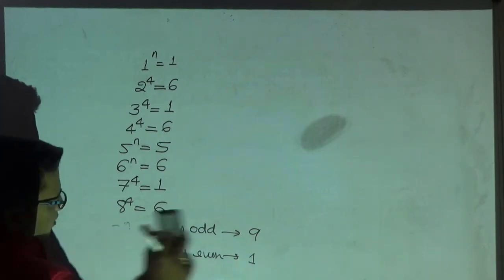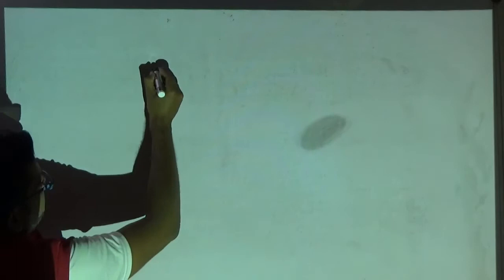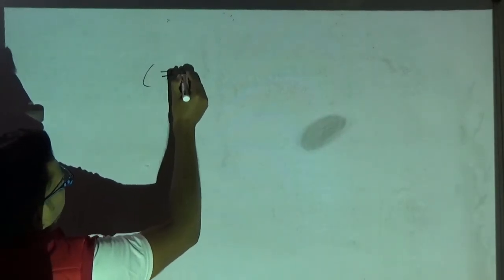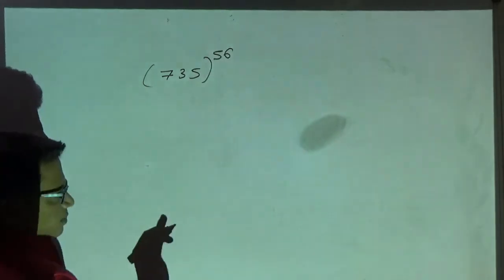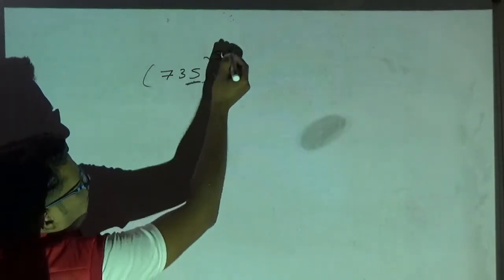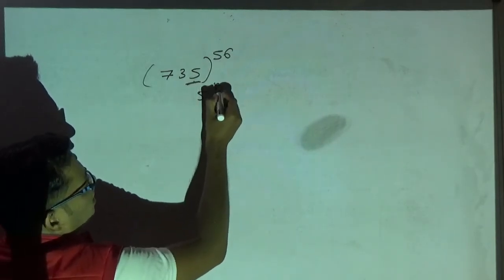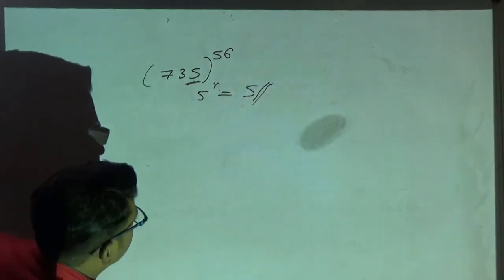Okay, hope you have written. Now, I will give a few examples. You can understand and solve on your own. First, observe these problems. In your examination, they may ask a question like this: 735 whole power 56. What will be the units place? I already told you, if the units place has 5, then 5 power anything, what will be the units place? 5 only. The answer for this question straight away you can tell is 5.